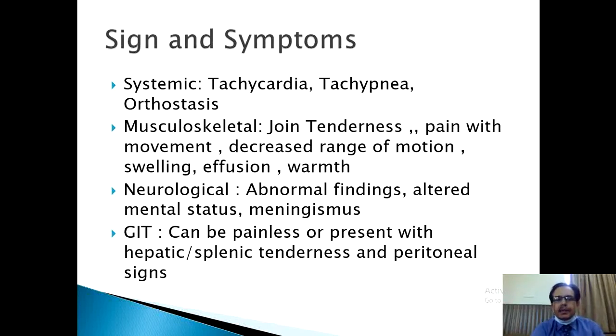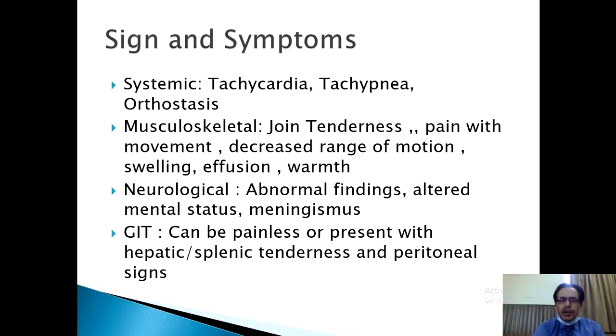Continuing the signs and symptoms, the patient will be having tachycardia, the patient may be tachypneic, and the patient will also be having orthostasis. In the musculoskeletal system the joints will be tender, and there will be pain on mobilization or movements. The range of movement will be decreased, and sometimes the swelling or effusion of the joint is very vividly found in patients, and on palpation the joints will be warm because of the effusion, that is actually the blood or hemarthrosis.